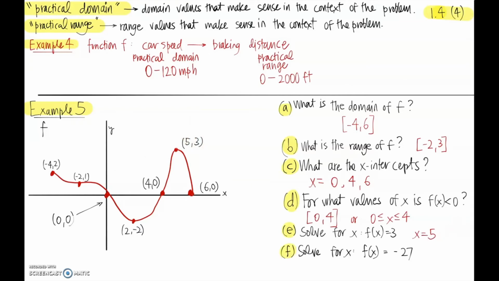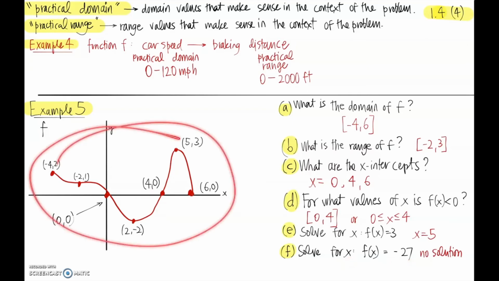One more similar to that, solve for x, f of x equals -27. So when is our y value -27? Here's our y-axis. We would go all the way down to -27. Actually, this function is never -27, so the answer is no solution. There is no x value that would make our y value -27. It just never happens on this function.